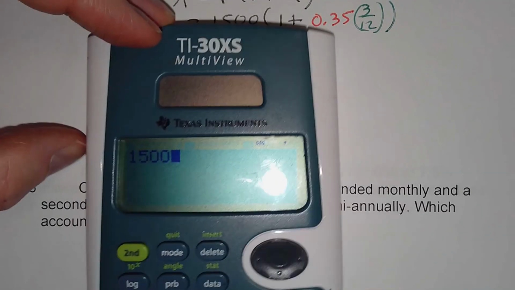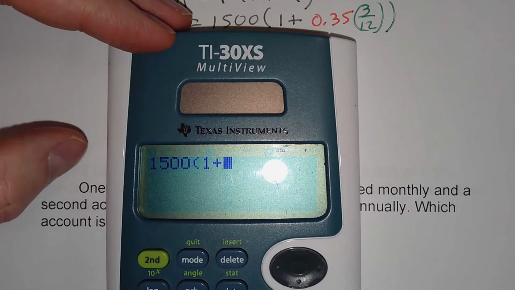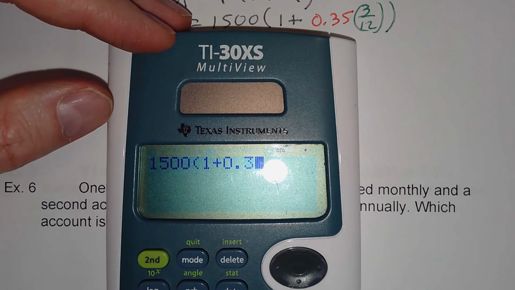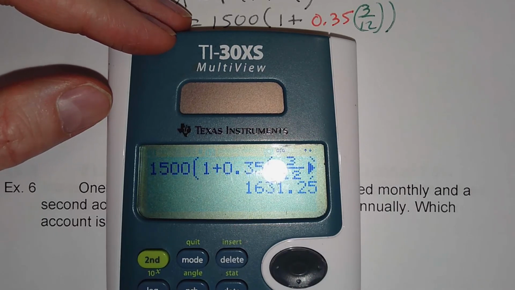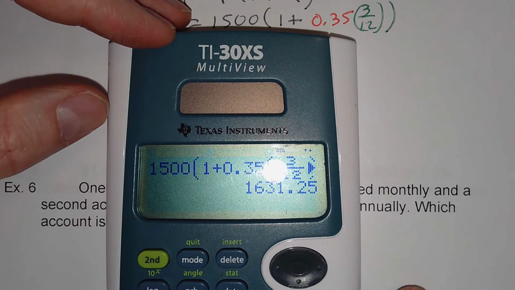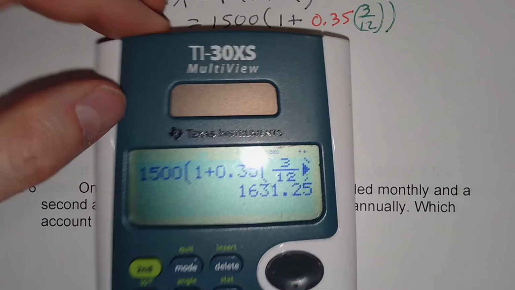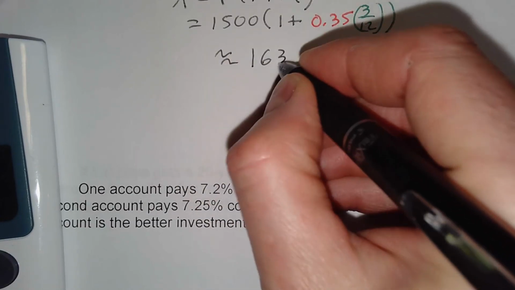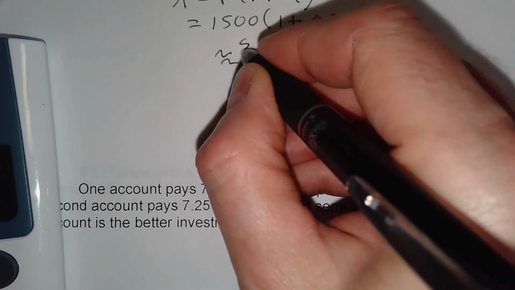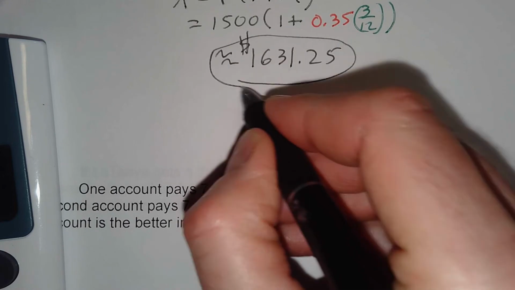So we're going to have 1,500 times 1 plus 0.35 times fraction key 3 over 12. Enter. And so that gives us $1,631.25. So $1,631.25 would be the amount to pay back.